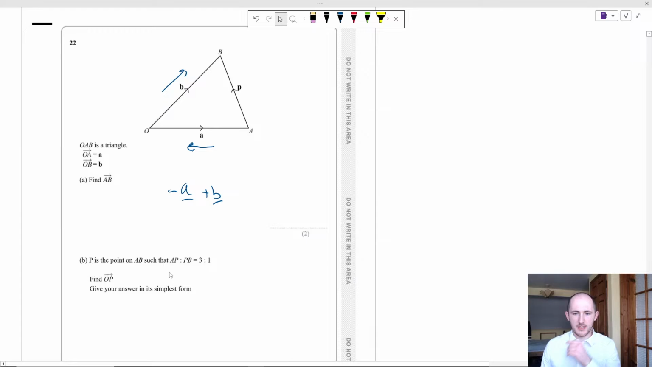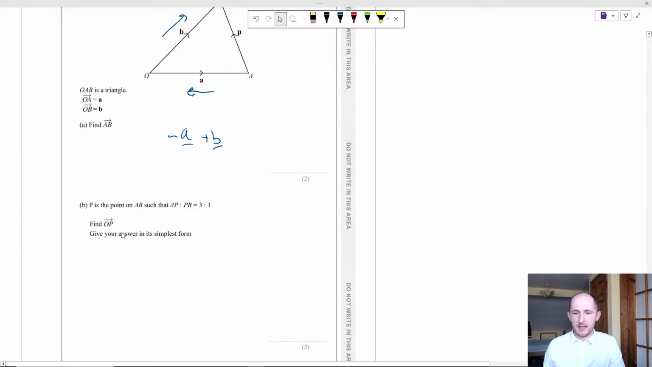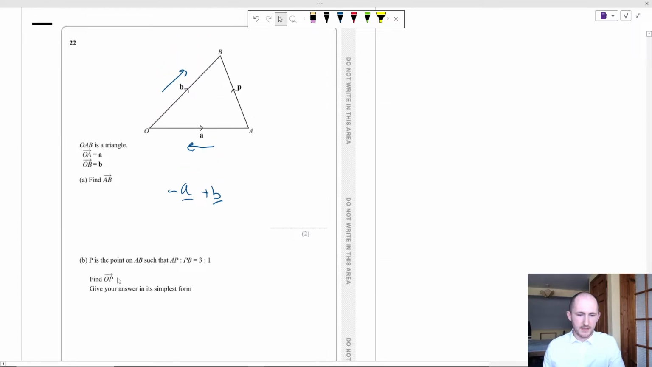So, for part B, it's just find what OP is. Is this similar to the IGCSE? With IGCSEs, they are extremely similar. However, IGCSE has a couple of extra topics, things like differentiation. So it's not 100% relevant.